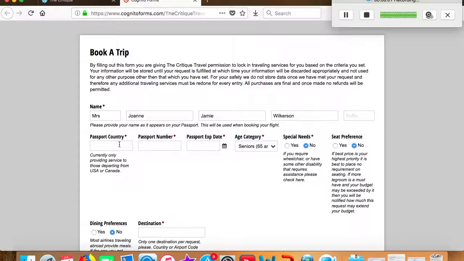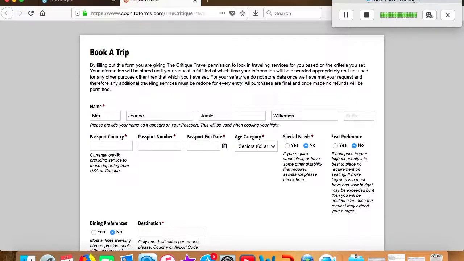Okay, so then here you want to put your passport country, and currently I'm not opening up my venue to providing services for people who are not in either the US of A or Canada, and I have my reasons. I don't have enough experience with knowing what the pricing market is like in other countries, and I don't have access to that. So unfortunately, if you are looking at this and you do not reside in the US of A or in Canada, then I am not able to assist you.